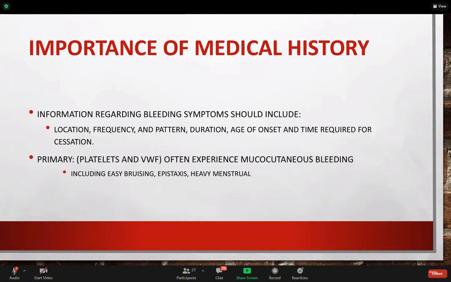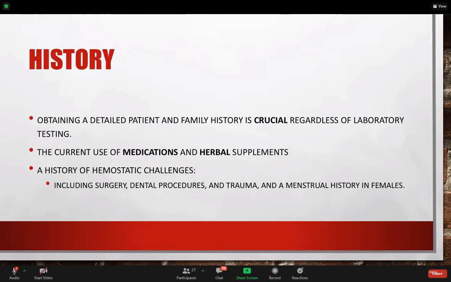Okay? Why is this information important? Because with platelets, in primary hemostasis, usually patients will experience what we call mucocutaneous bleeding. So something in the mucus membranes, like the gum, or something in the skin, cutaneous, okay? It includes easy bruising, epistaxis, heavy menstrual cycle, and this is usually attributed to the platelets or von Willebrand. A second type is deep bleeding, hemarthrosis, or muscle hematoma. These can actually be from the plasma protein, okay?